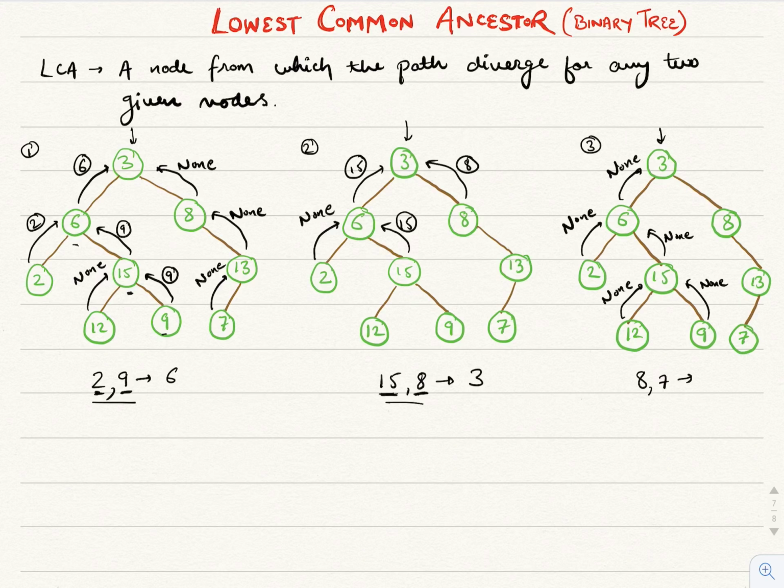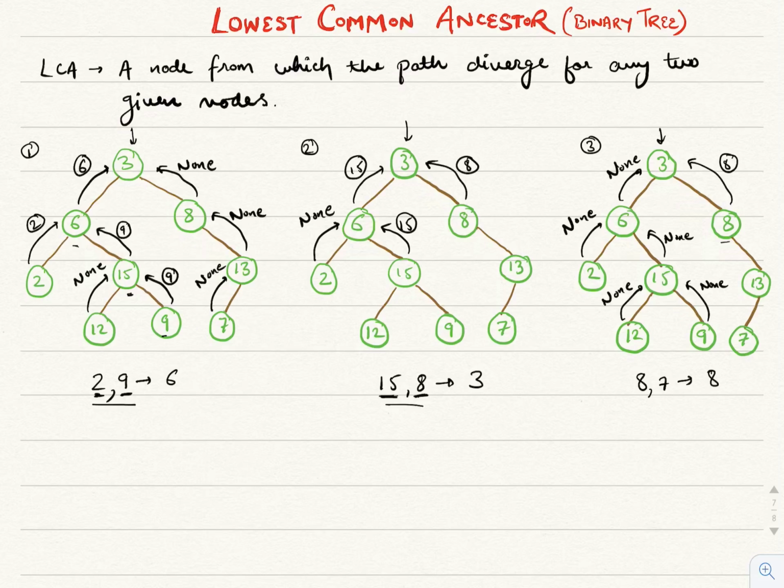Now we'll expand our search and we'll look for the nodes in the right side of the 3. So we'll see whether 8 is equal to 8 or 7, which it is. So we'll stop and return 8 immediately to the parent node, which is 3. So now 3 will get to know that the LCA is present in the right side of the 3, and it will return 8 as an LCA. So 8 will be the LCA for 8 and 7.